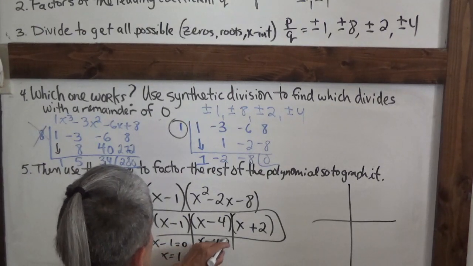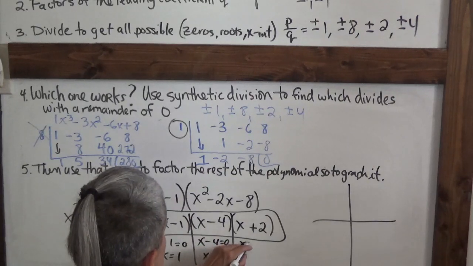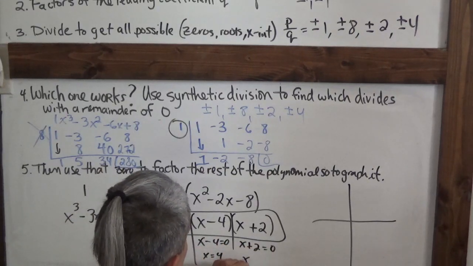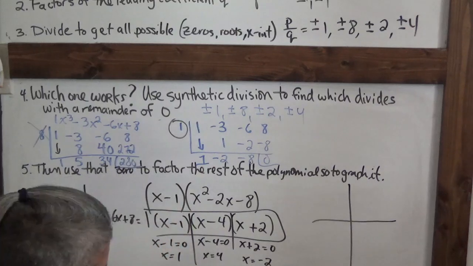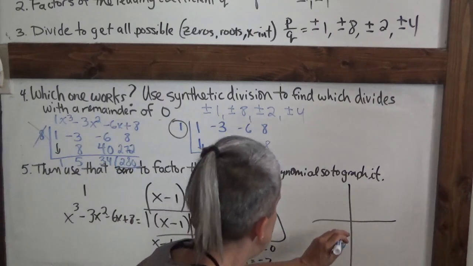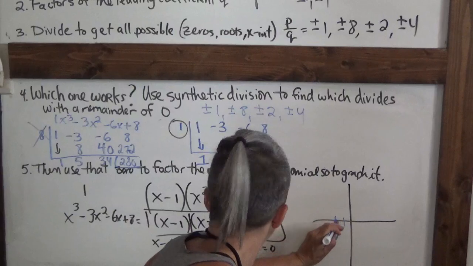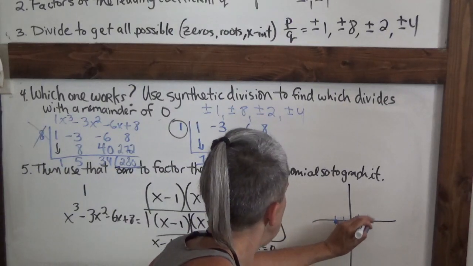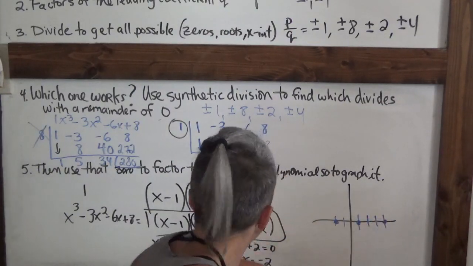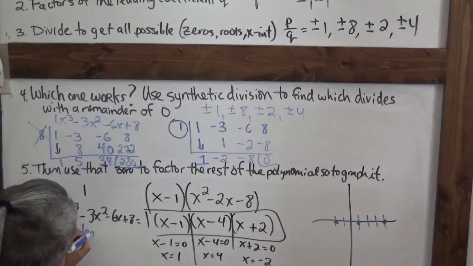X minus 4 is 0, this is 4. And this one is negative 2. Alright, so let's plot these 3 points. We got our negative 2. We got our 1, 2, 3. We got our 4. What is the degree of this polynomial?